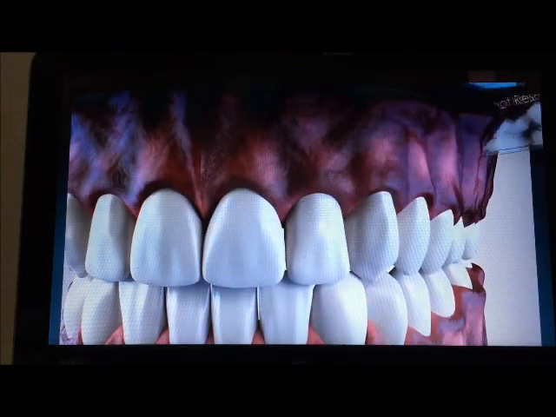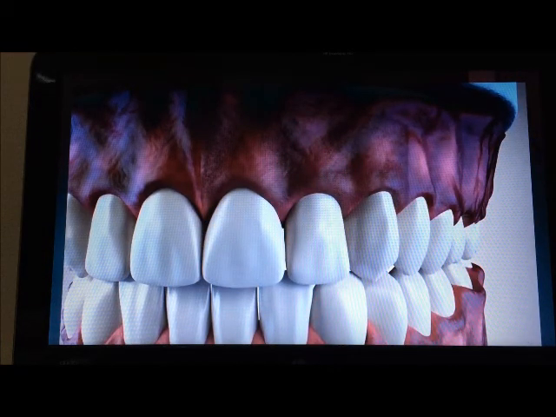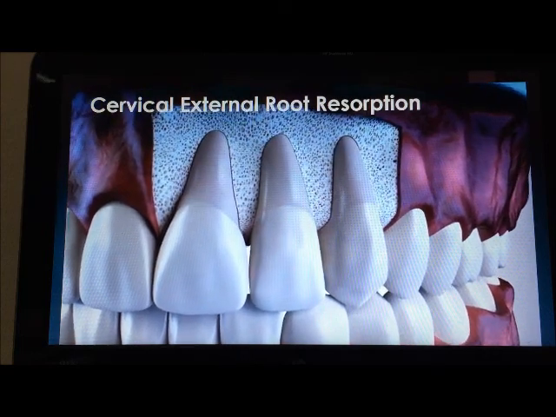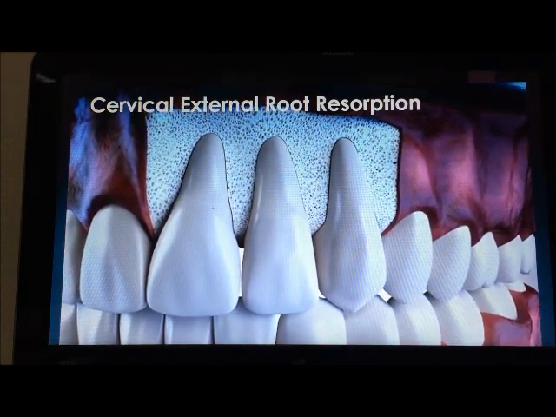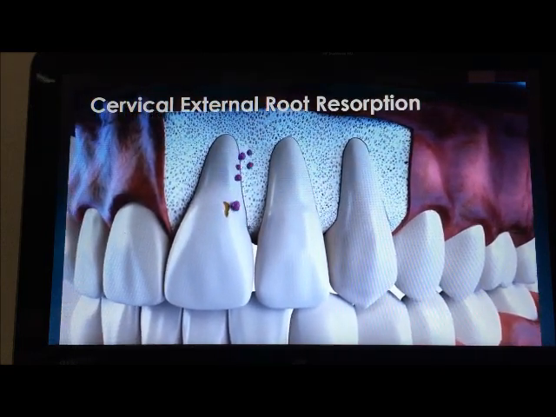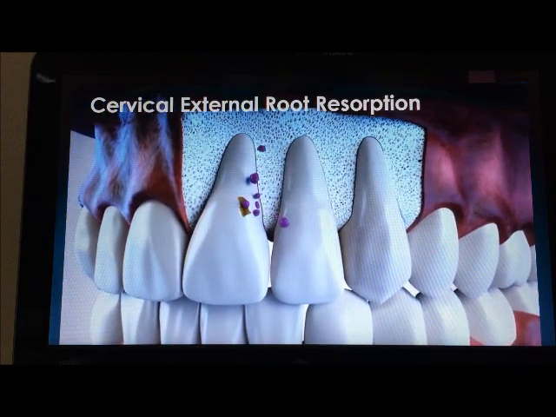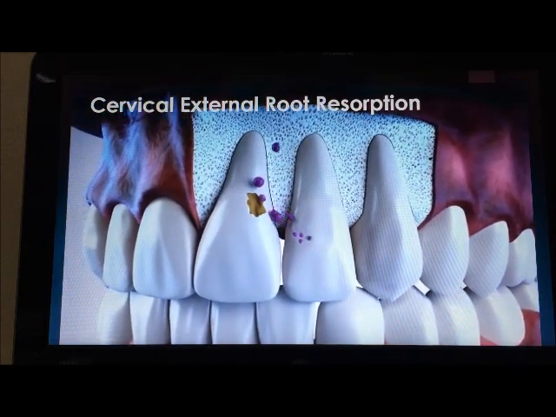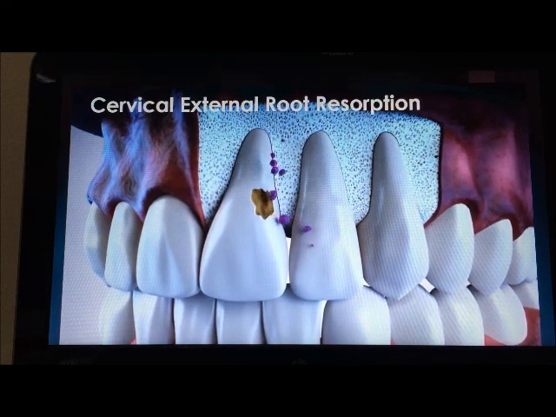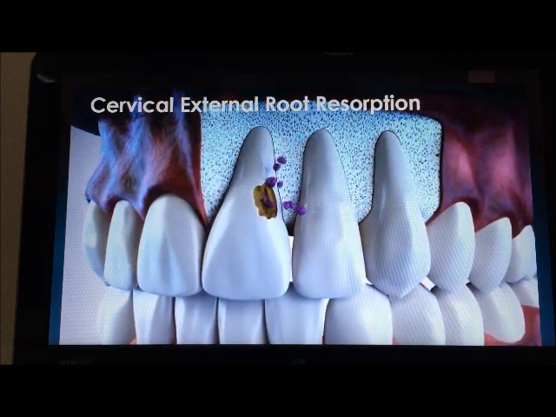Our focus would be on cervical external root resorption, otherwise known as invasive cervical resorption, due to its invasive and aggressive nature on the dental tissues. It is mainly pathological, yet there is no known etiology of this pathology.